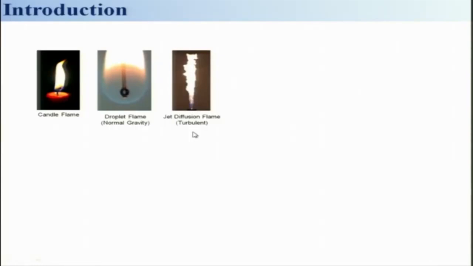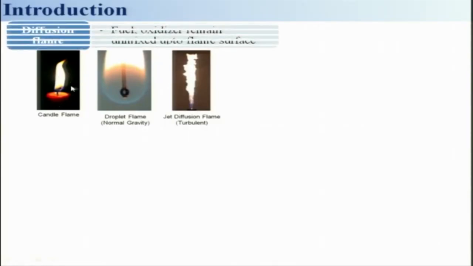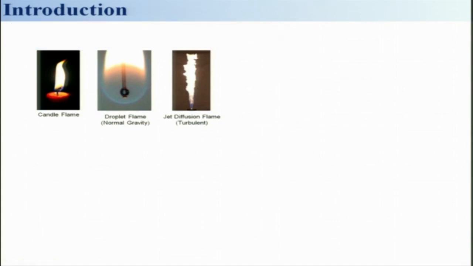And if you look at some of the examples I have given, the candle flame, which I have shown here and which is quite common, and then beside this, the droplet combustion under normal gravity. This picture was basically taken in my lab. And the jet diffusion flame, which can be both laminar and turbulent, is again taken from my own lab.